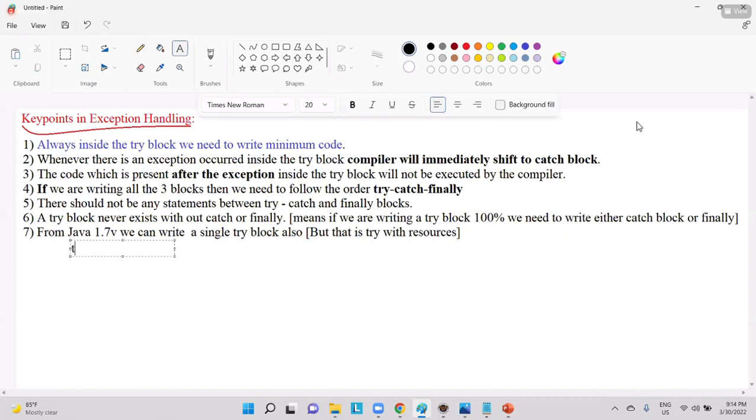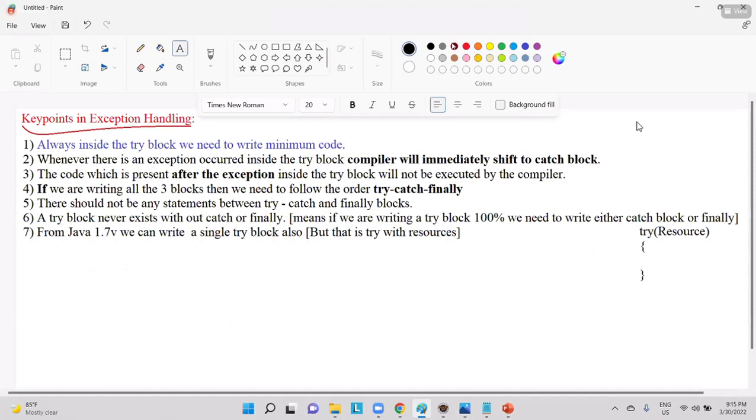Try. Here we need to write some resource, open braces and close braces. This is try with resources. This is available. I mean, we can write a single try block also from Java 1.7. But actually, very rarely we'll be using that.